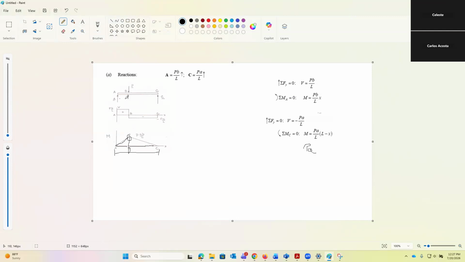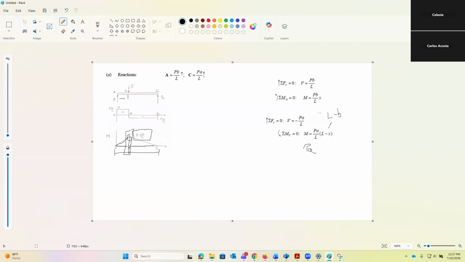This point right here is at L minus B. So when you bring it here in this equation, you plug in L minus B, you're going to get that the maximum moment is P, the force, times AB divided by L. That's it. All you need is that equation right there. You plug in the distance at which the force is, and you'll get the answer. Cool. I was getting worried that I was not getting the answer.